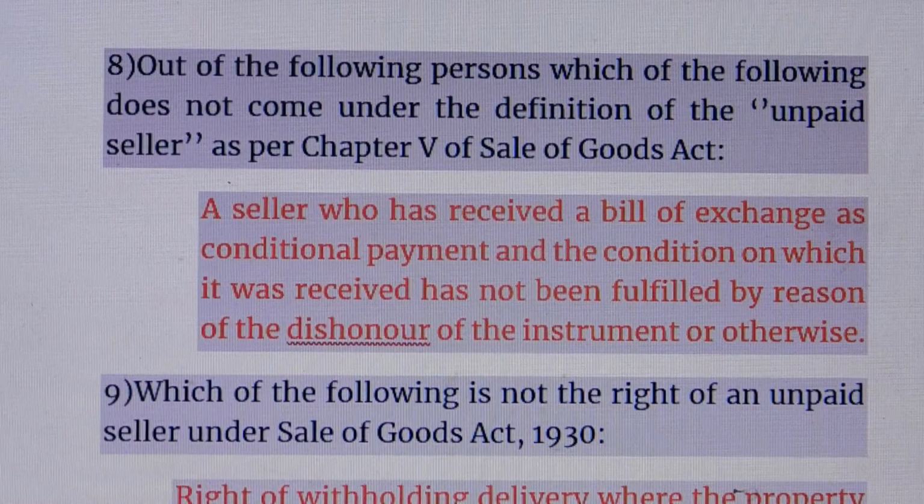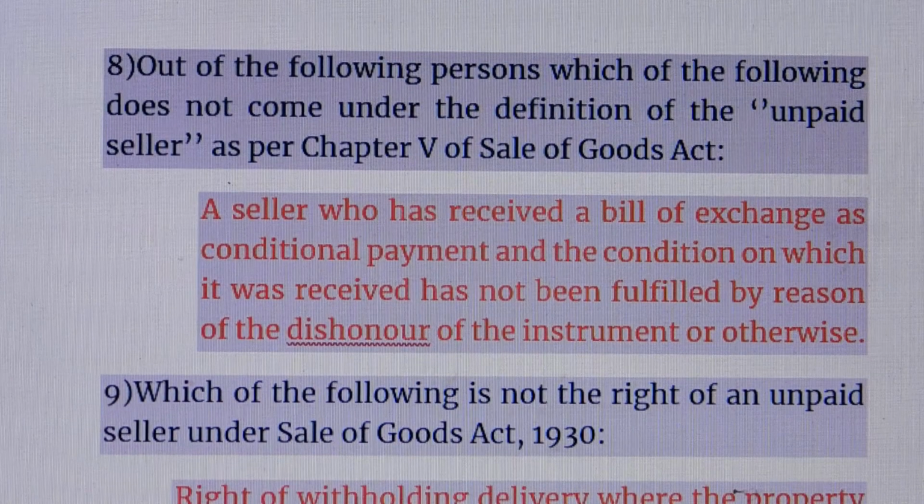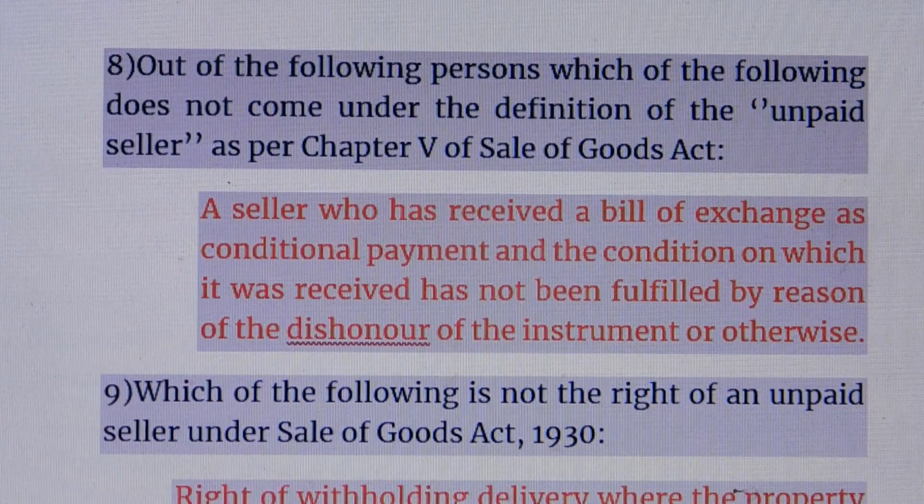Question number 8. Out of the following persons, which of the following does not come under the definition of the unpaid seller as per chapter 5 of Sale of Goods Act? Answer is a seller who has received a bill of exchange as conditional payment and the condition on which it was received has not been fulfilled by reason of the dishonor of the instrument or otherwise.